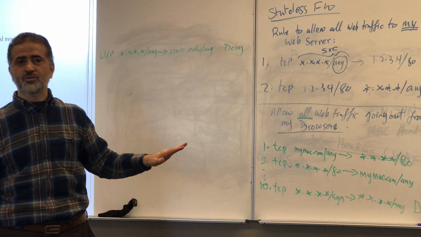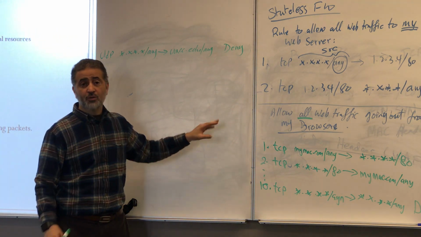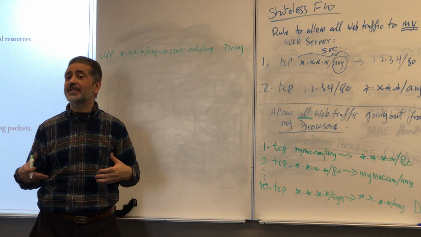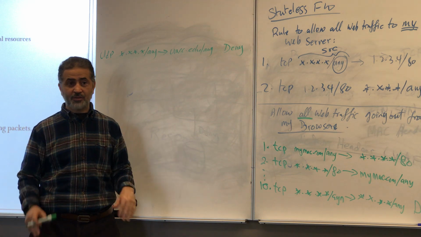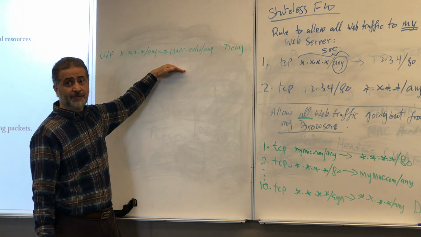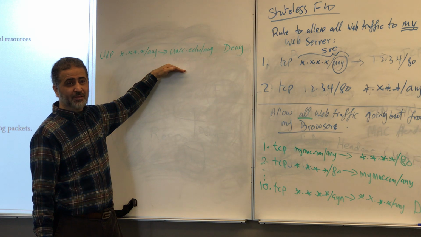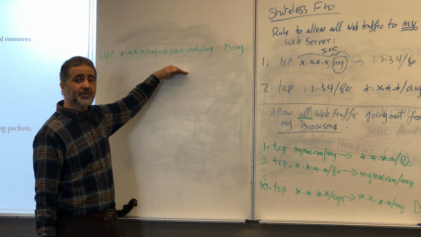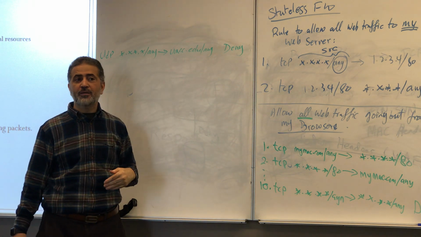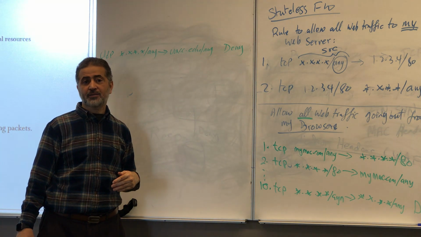Okay. I just want to teach you a very important concept, which is the concept of exception, how to make an exception in your policy. Let's go with this example. If you do something like this, you block all UDP traffic. Is all UDP traffic bad? No. Which example of UDP traffic is not bad, is important traffic?